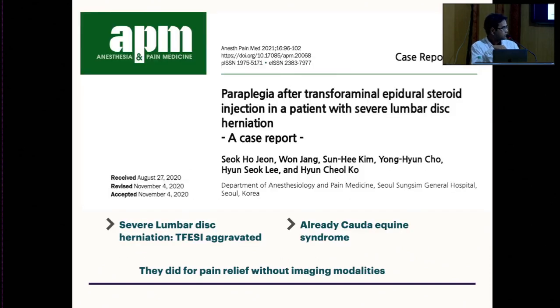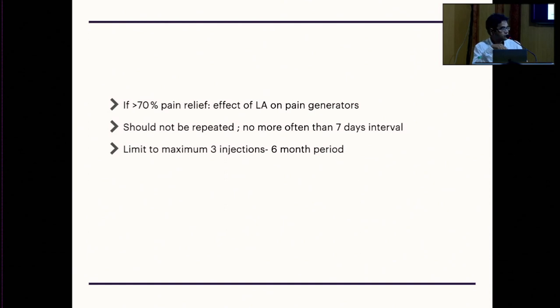Here the complication is very important, because paraplegia has been documented in a few case reports in this case, but it's not only the particulate steroid. Sometimes even with severe disc compression, even the slightest transforaminal drug deposition might aggravate the situation, and in this case, even if there is no infarction, the patient can also land up in paraplegia. So you basically have to be careful.